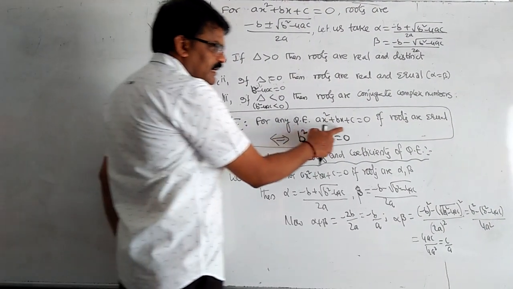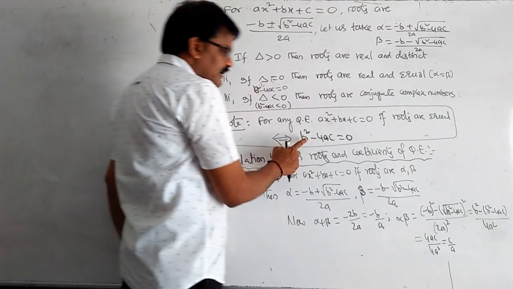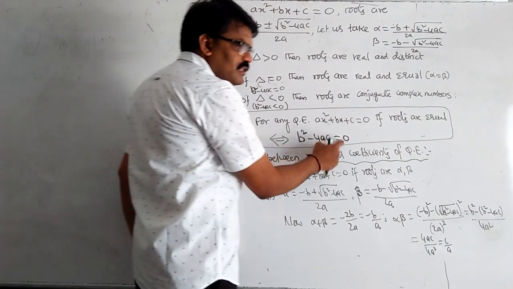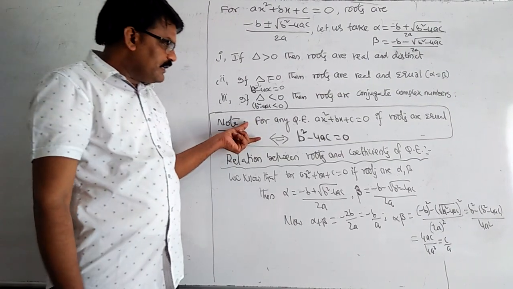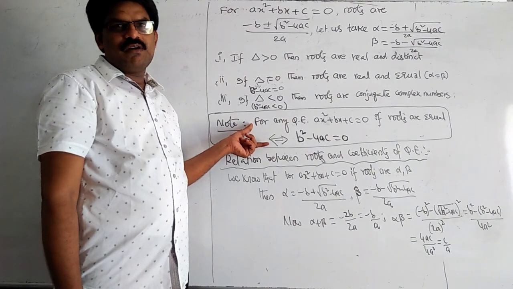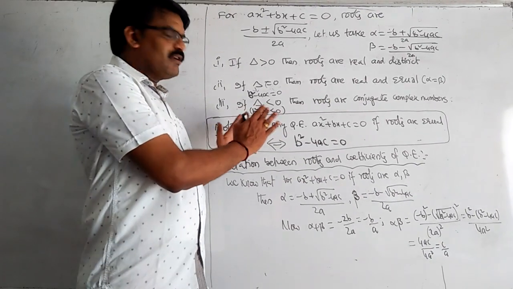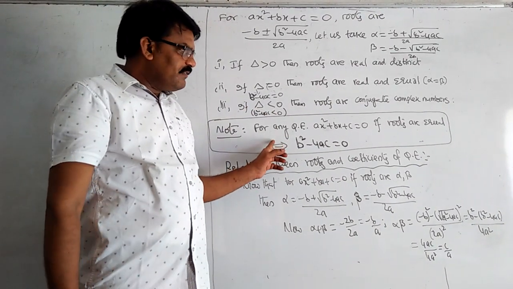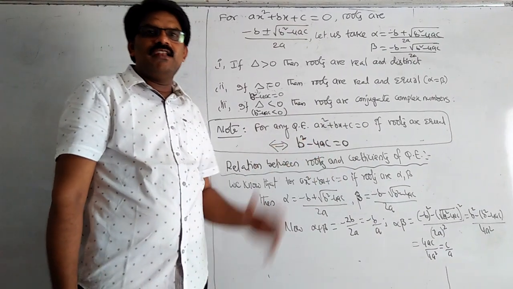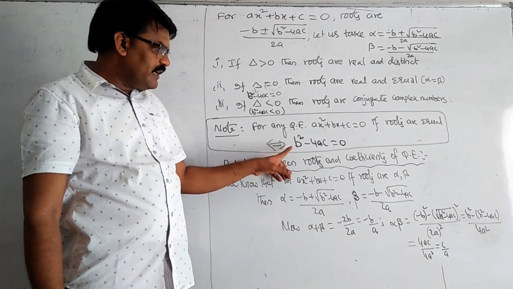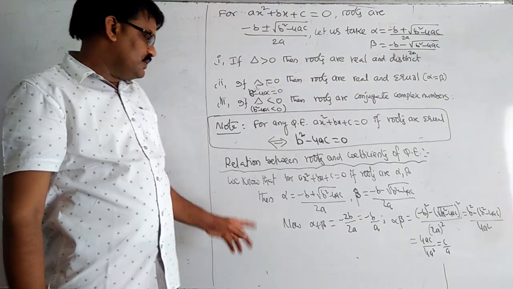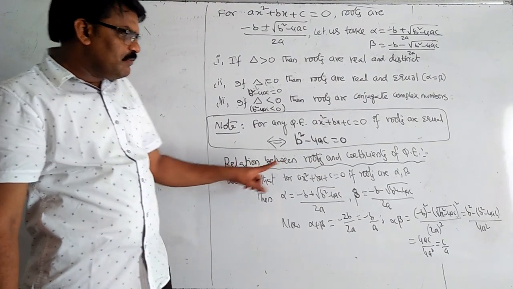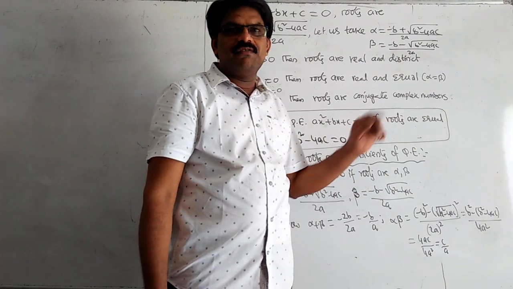So for any quadratic equation, roots are equal if and only if b square minus 4ac is equal to 0. This type of problem comes in intermediate examinations as 2 marks questions. Simply, the quadratic equation is given and it is given that roots are equal, then find the value of some m like that. So by equating b square minus 4ac to 0 and solving, we get the solution. So next, relation between roots and coefficients of a quadratic equation.